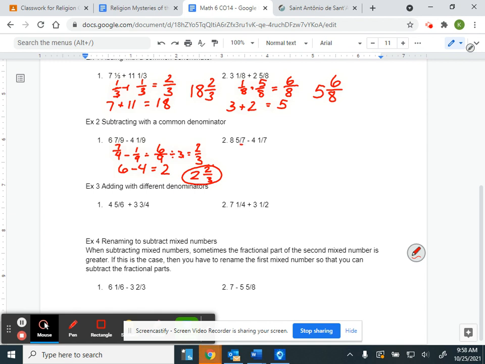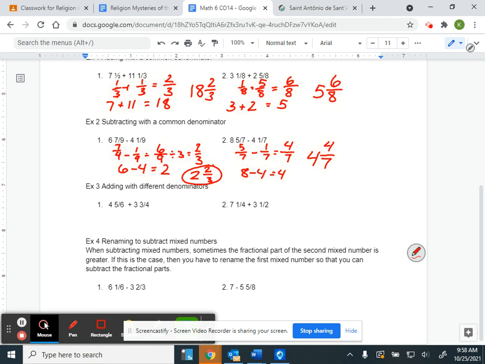So I'm going to look at my next one. 5/7 minus 1/7 gives me 5 minus 1 is 4. Denominator stays the same. I'm going to look at my whole number. 8 minus 4 is 4. And I'm going to put them together for 4 and 4/7.